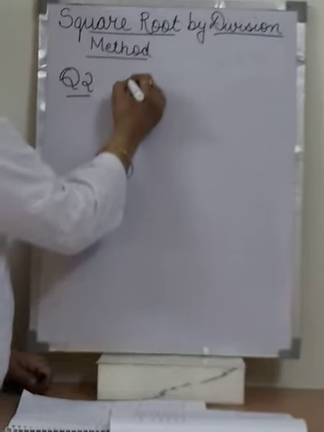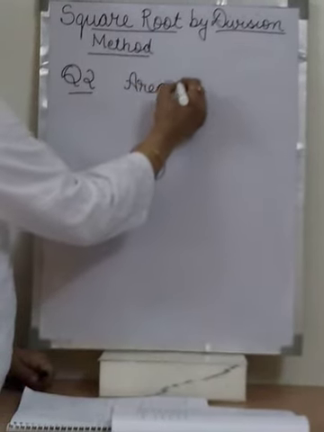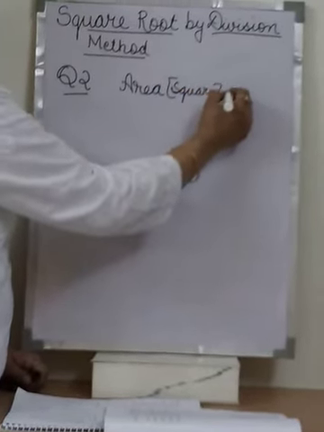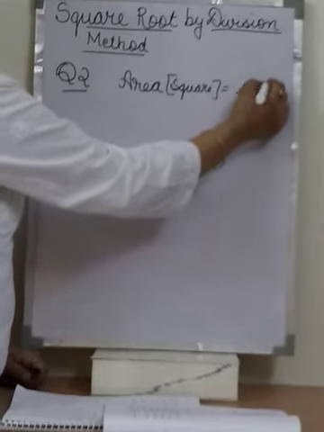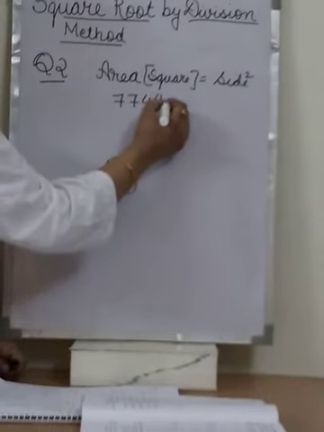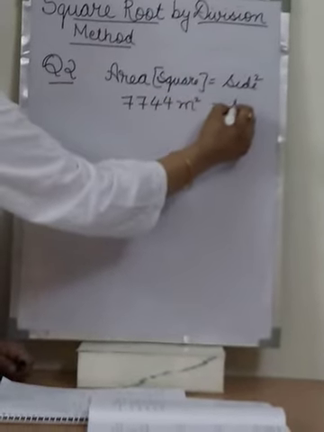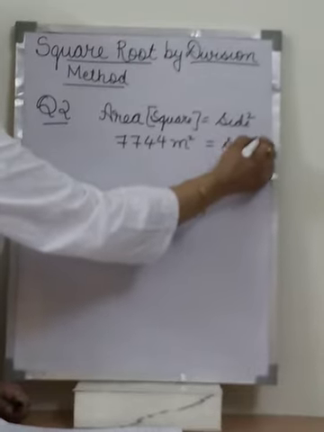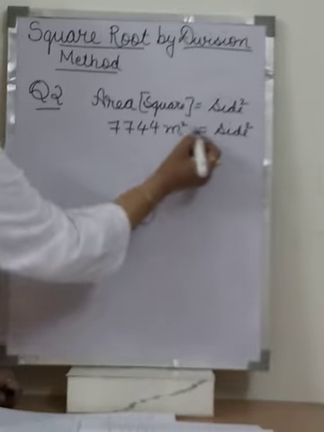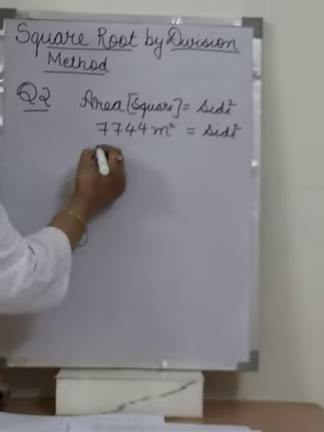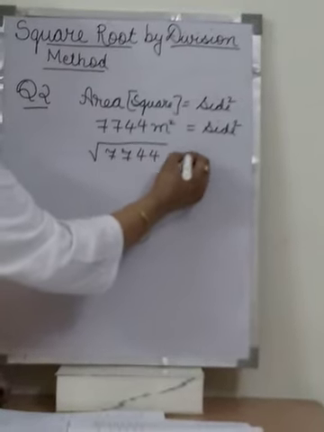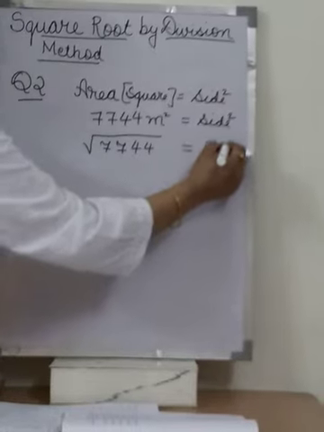Area of a square is side square, which is equal to 7744 meter square. We are looking for the perimeter, so we should know the side, then only we can find the perimeter. We are given the side square, not the side. To find the side, what we will do? We will do the square root of 7744. So we will get the side.